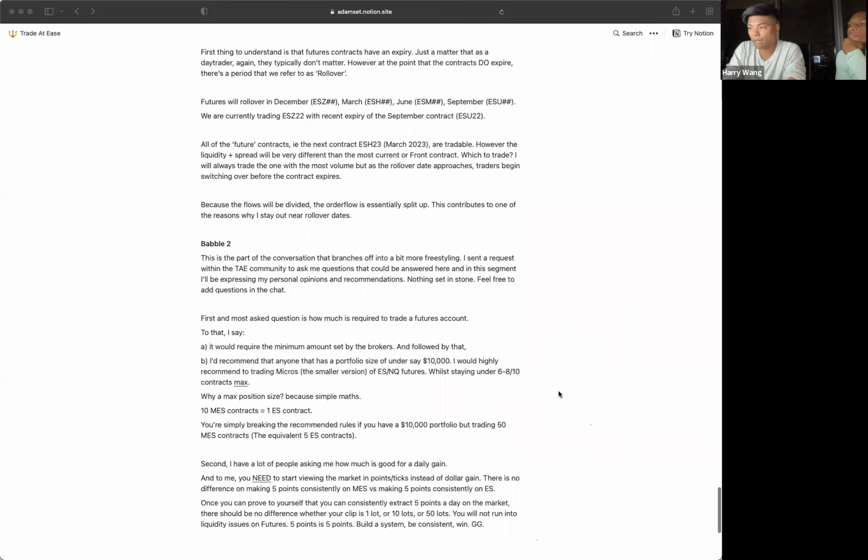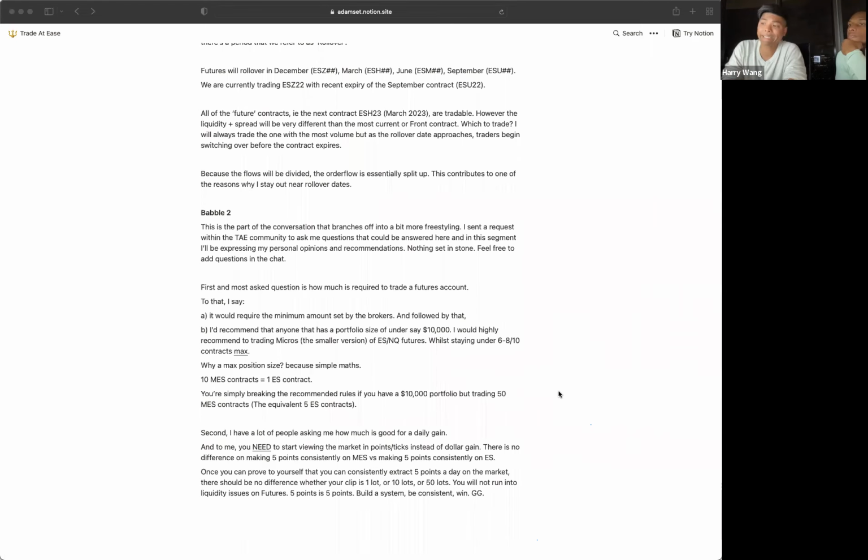Second, I have a lot of people asking me how much is good for daily gain. And to me, you need to start viewing the market in points and ticks instead of the dollar gain. There's going to be no difference making 5 points consistently on MES versus making it on ES. Once you can prove that you can consistently extract 5 points out of the market, there's no difference whether your clip is 1 lot or 10 or 50. You will not run into liquidity issues on futures. 5 points is 5 points. You just got to build a system, be consistent, and there you have it.